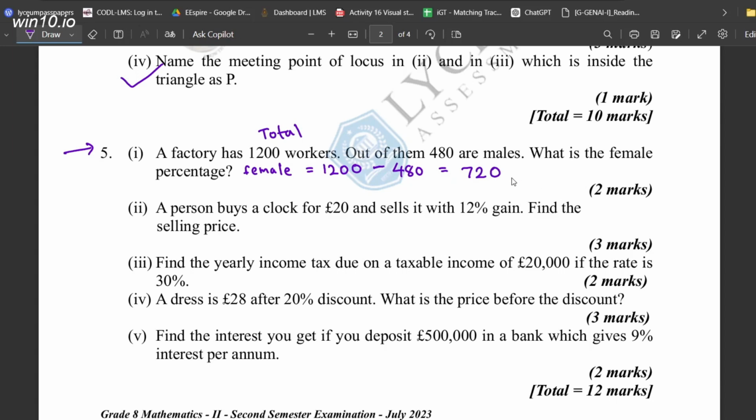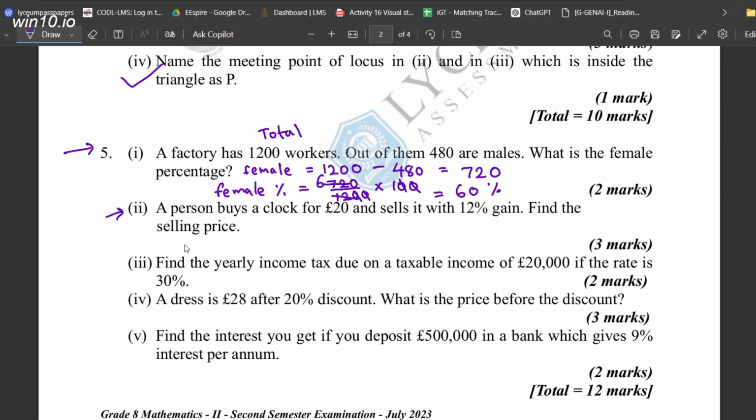So we have to find the female percentage. That's equal to the female workers count over total times 100. Okay, so these two cancel out. 12 times 6 is 72. Then the percentage is 60%.